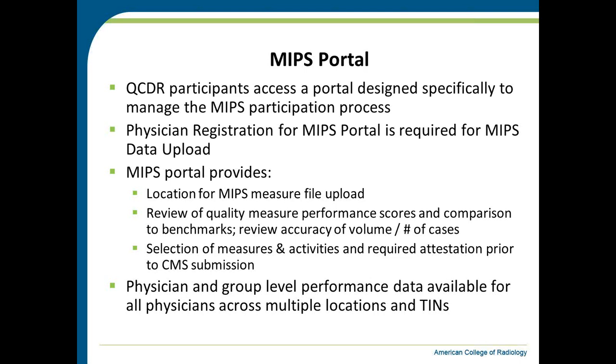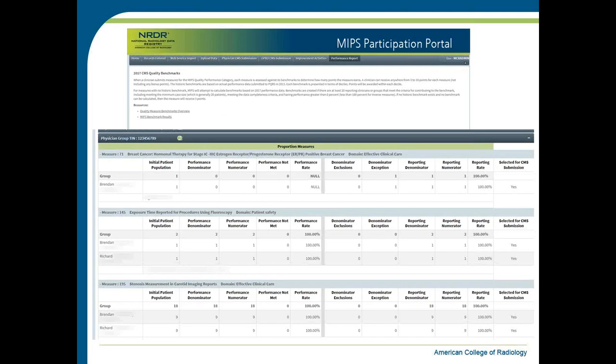In this portal, you can view the MIPS reporting requirements. This is the location where you would submit your MIPS files. You can review quality measures and performance data. We want you to review this portal so that you can tell us if your volume is accurate, your number of cases are accounted for. And this will be the area where you would select your measures and activities and complete any required attestation. So please do keep that in mind. And then the performance data that's in the MIPS portal, as I said, is not limited to one individual account. We do aggregate all your group's information by tax ID numbers across multiple locations, so keep that in mind.